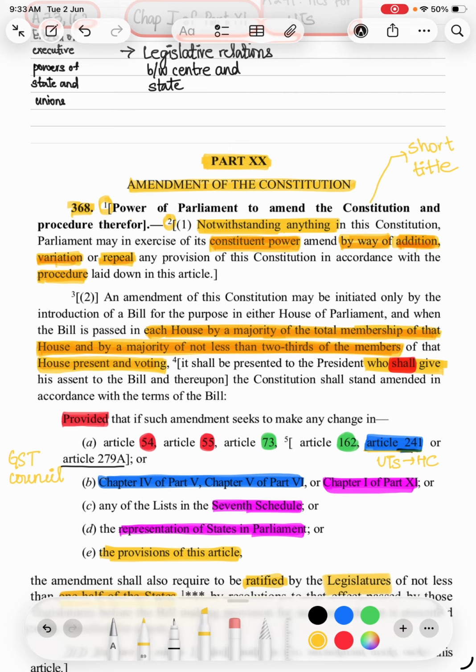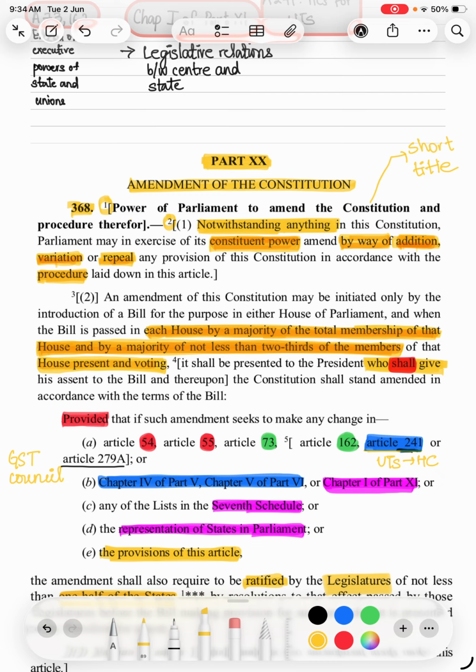This power is called the constituent power of the parliament. Parliament has two powers: one is the ordinary law making power and the other is constituent power. Any changes you bring to the constitution, the power exercised by the parliament, is called constituent power. If you are bringing changes to ordinary legislative laws, then it is ordinary legislative power. So these are the two powers that parliament exercises.